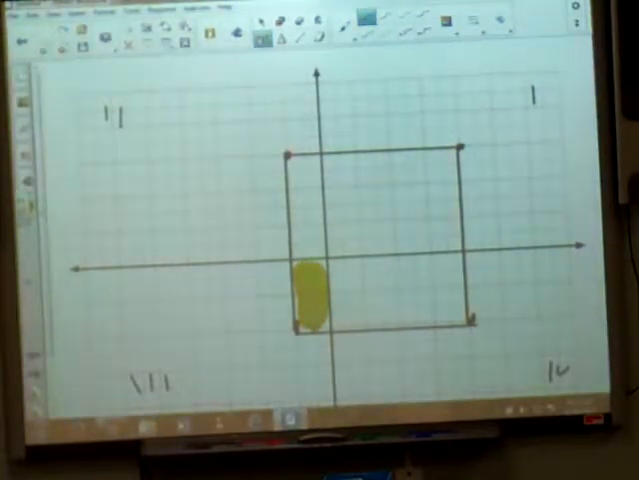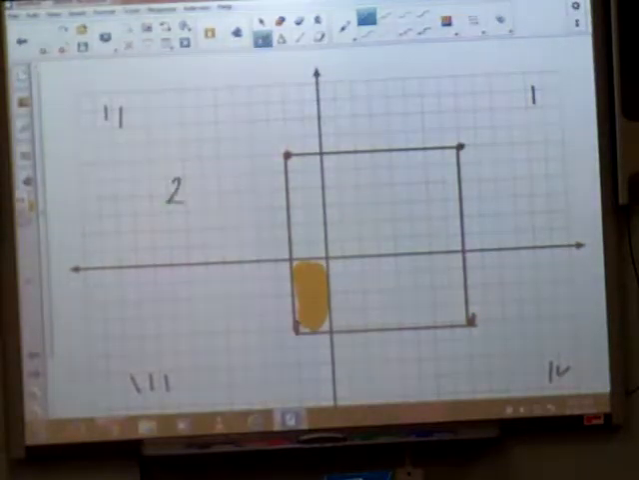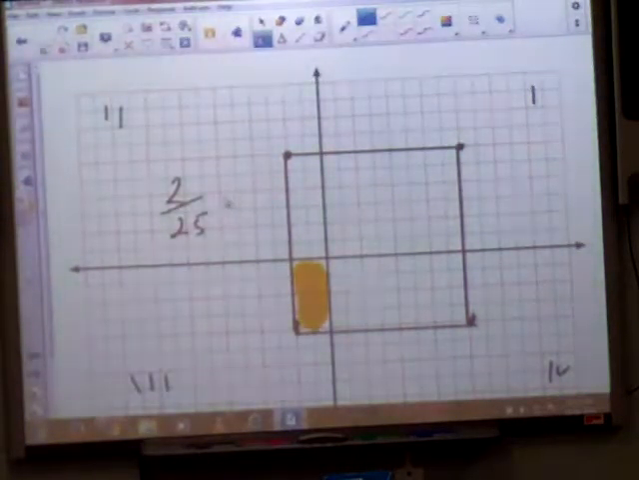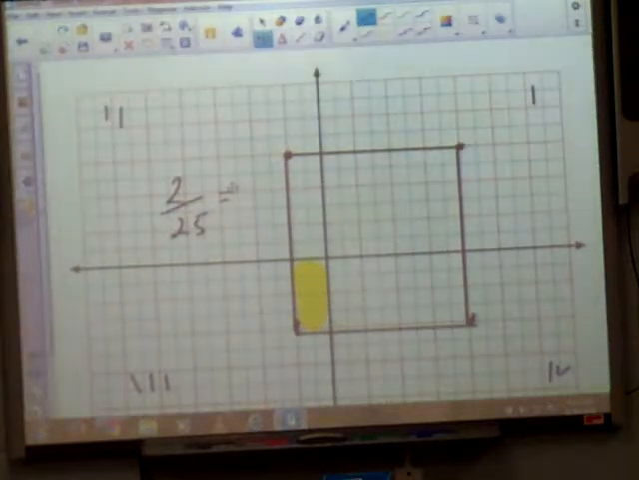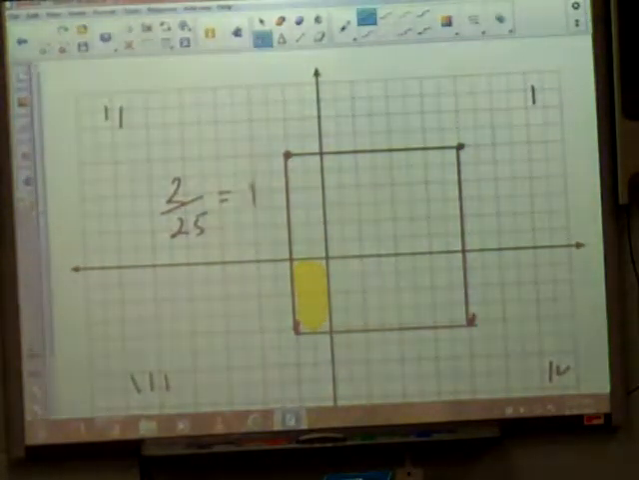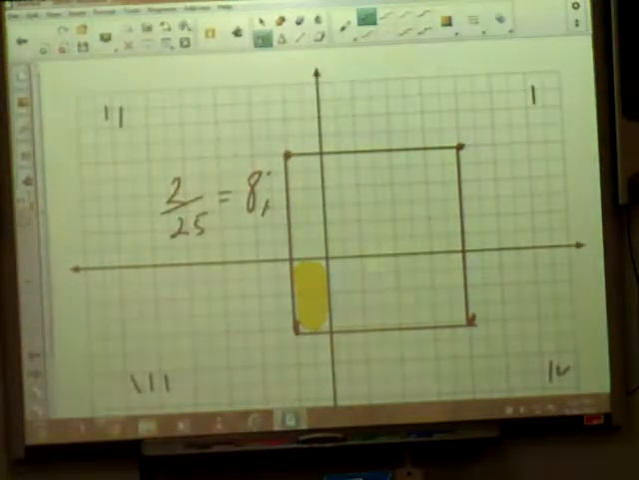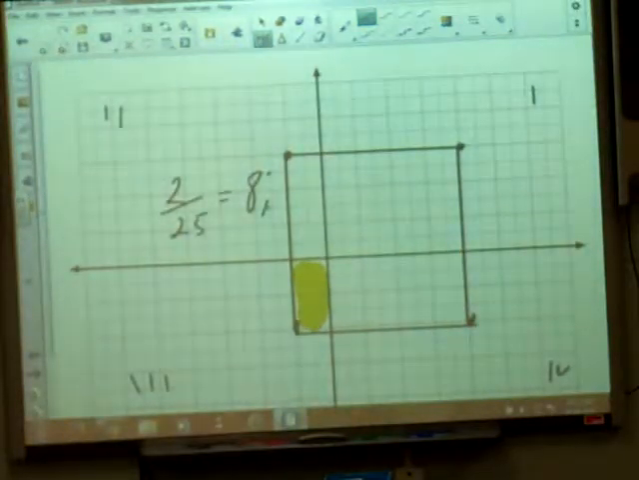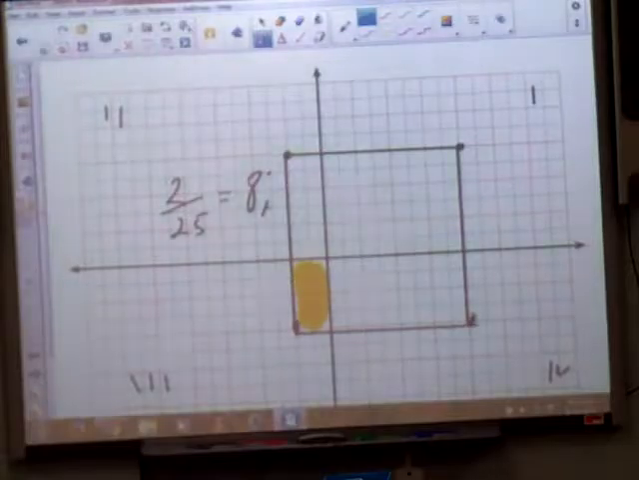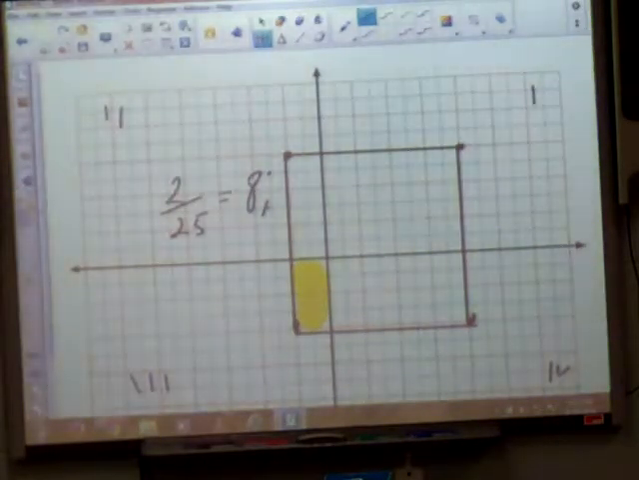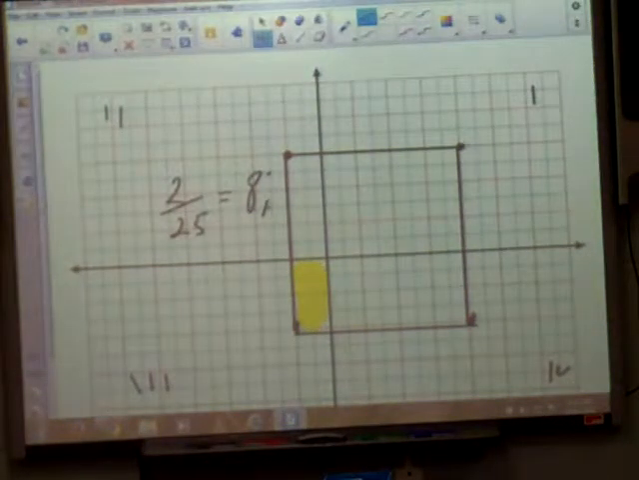I've got 2 in this yellow area. So what does 2 out of 25 give me as a percentage? You know, there's 4 quarters in a dollar, so that'd be 8%, wouldn't it? Do 2 divided by 25. Check it out. Got the calculator. Should be 0.08. Yep, so it'll be 8%. Good job.